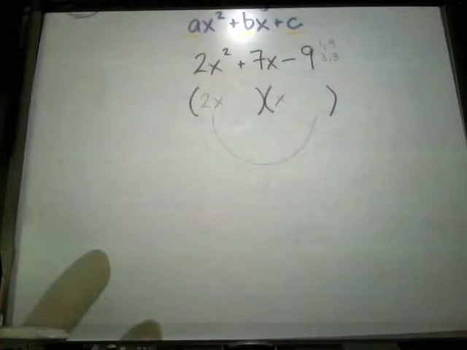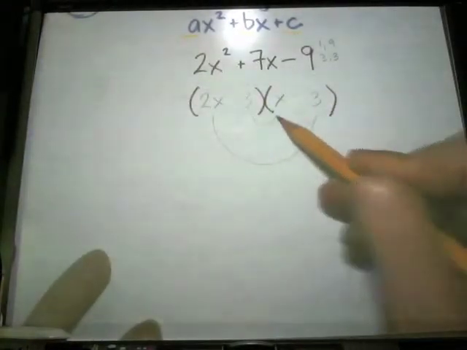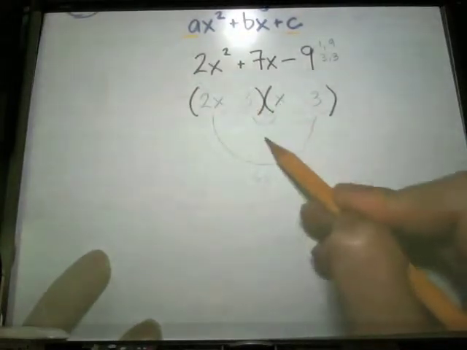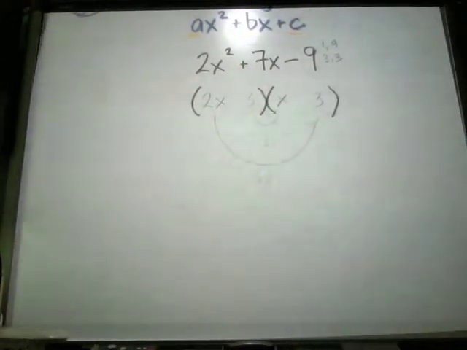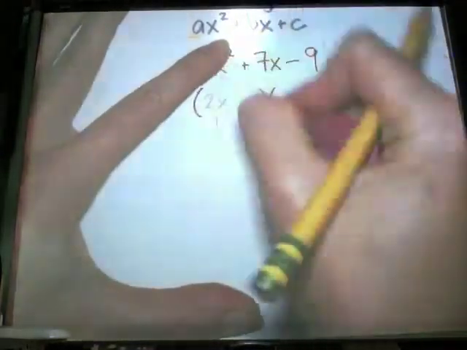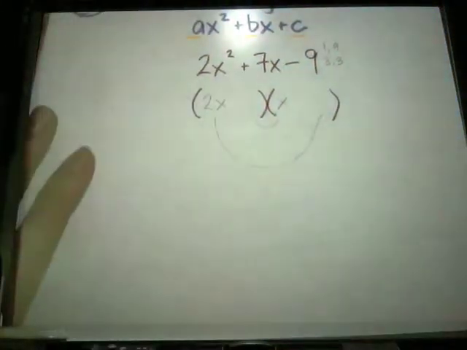So let's say we decided to try 3 and 3. 3 times 2x, 6x. 3 times x, 3x. Is there any way to combine, using positive and negative signs, 6x and 3x to make 7x? Okay, good. No, there's not. Now the 3 and the 3, we could flip them in the other order, but that won't make a difference. They're still the same number. So we go, okay, that one didn't work.